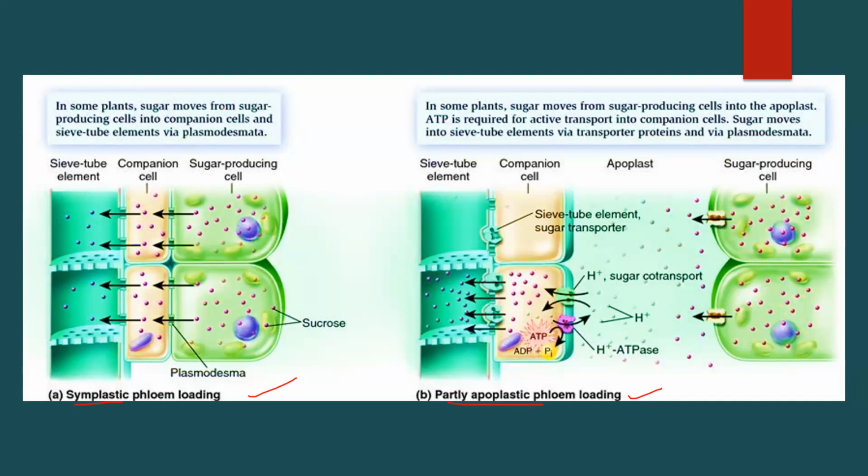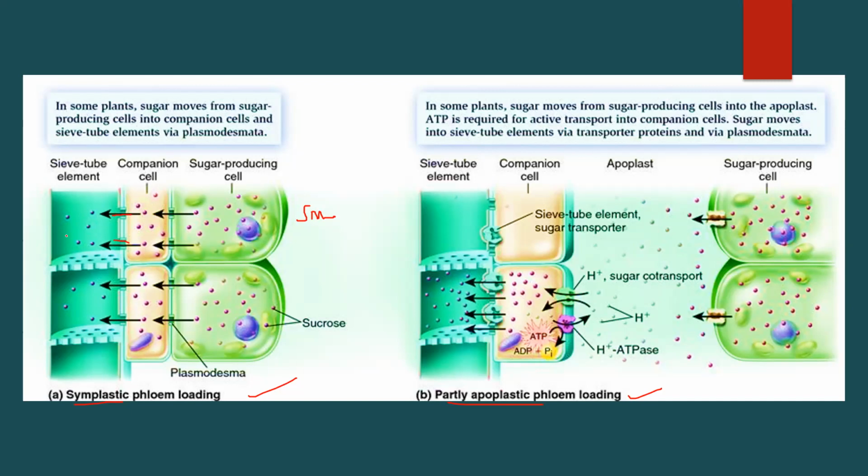So in some plants, sugar moves from sugar-producing cells into companion cells and sieve tube elements via plasmodesmata. So as you can see, dikit-dikit, ano? So the sieve tube is connected with the companion cells and also the sources. So ito kasi yung tinatawag nating sources. The sources is connected with the companion cells and the companion cells will convert, talagang kino-convert siya into nutrients that are provided to the plants. And after that, papasok siya mismo or it will transfer to the sieve tube.